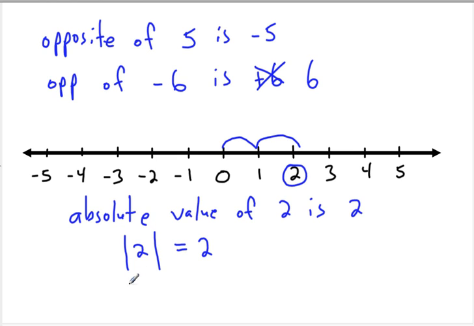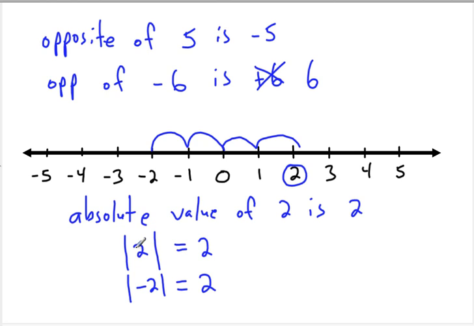Well, let's check out the absolute value of negative 2. Well, it's 2 units away from 0. So the absolute value of negative 2 is also 2. Because we're talking about a distance from 0. And there's no such thing as a negative distance. So the distance from negative 2 to 0 is 2 units. The distance from 2 to 0 is also 2 units.